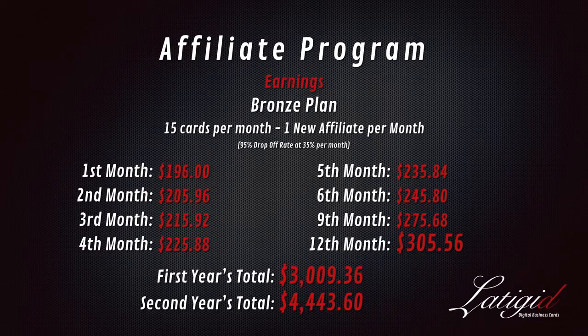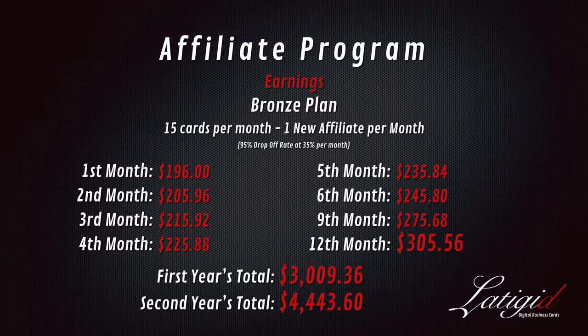So let me backtrack. Next month you will have 65 people left because 35 people will drop off, 35%. Now, the month after that, another 35% is going to drop off, and it's going to continue to do that. So by the end of the year, you will have 5 people left. So 95% of all people have dropped off. That's where we get those numbers, and we've included that drop-off rate into our projections to make sure that the projections are not outrageous.